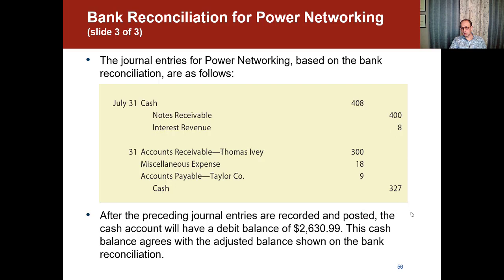After we make these updates to the cash balance, our cash balance has to reach the correct value of $2630.99. So after the preceding journal entries are recorded and posted, the cash account will have a debit balance of $2630.99. This cash balance agrees with the adjusted balance shown on the bank reconciliation.